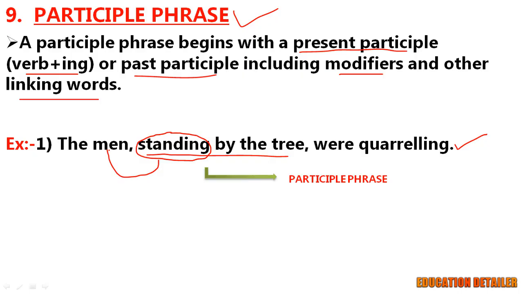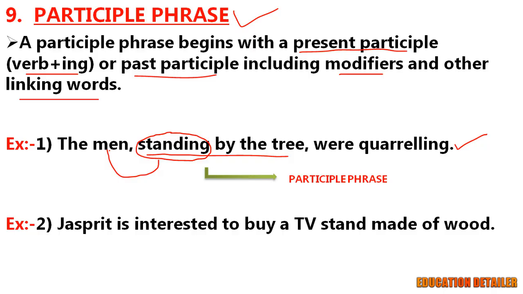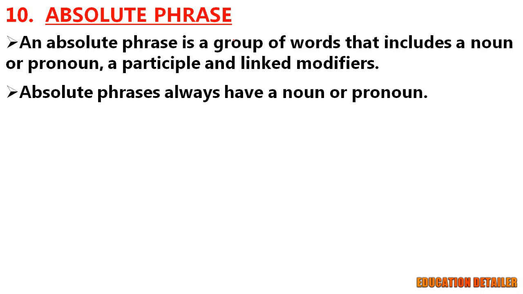After present participle phrase, let's look at an example of a past participle phrase. Jaspreet is interested to buy a TV stand made of wood. Made is the past participle form of the verb make, and yes, made of wood is a participle phrase which modifies TV stand. 10th and last type of phrase, absolute phrase.